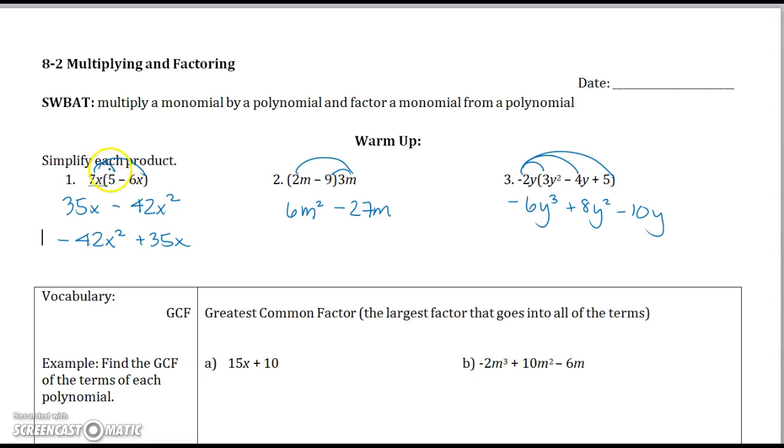So first thing, just to check your work after you distribute, this is what you would get, and then now that we know about standard form, we're going to write it in order from the highest exponent to the lowest. So if you didn't do that already, go ahead and fix that for me, please, or actually just take it one step further. Number 2, 6m squared minus 27m, and then number 3, check your work with mine, negative 6y cubed plus 8y squared, and then minus 10y. If you're all good with that, then we shall proceed.